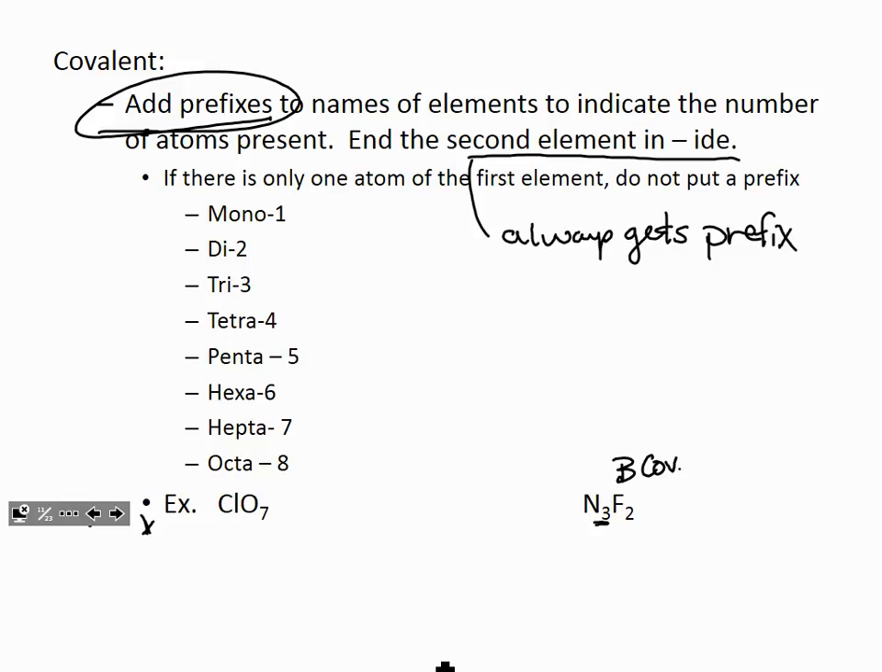We're going to put prefixes on the names of the elements to name the compound. The prefix for 3 is tri. We do not change the name of the first element, so this is trinitrogen. The second element, we change the name so that we drop the last syllable and add the suffix "ide." So this is trinitrogen difluoride.